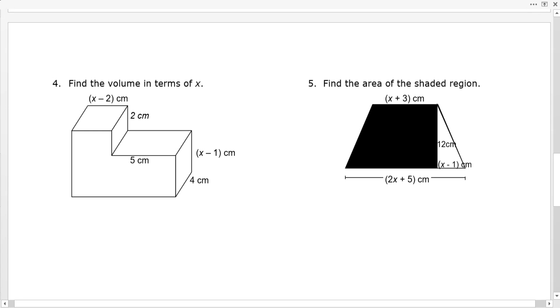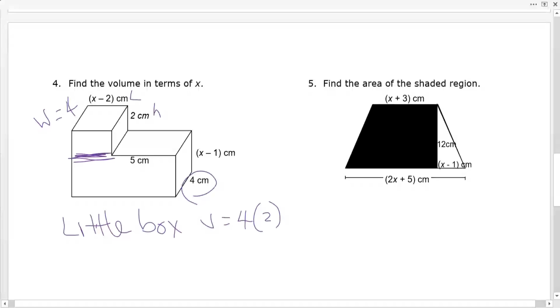Okay, number 4 is going to take a little bit of time. I'm going to cut this into 2 shapes right here. So I have the height, the length, and I need the width. The width is going to be this right here, 4. So for this little box on top, the volume is 4 times 2 times x minus 2. 4 times 2 is 8, times x minus 2 is 8x minus 16. So that's the volume of the top box.